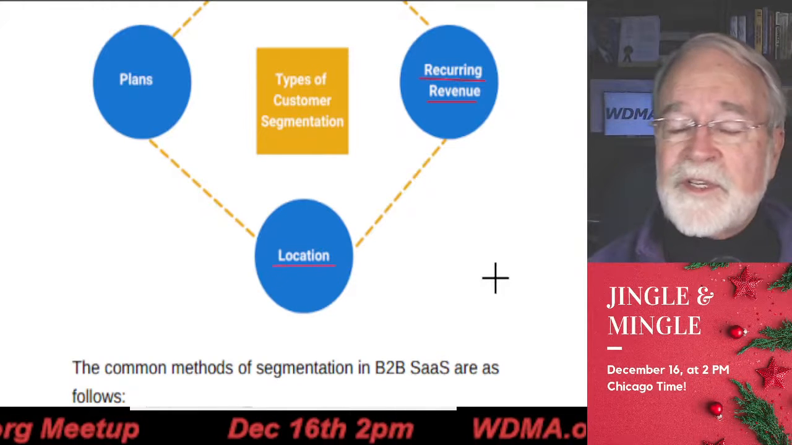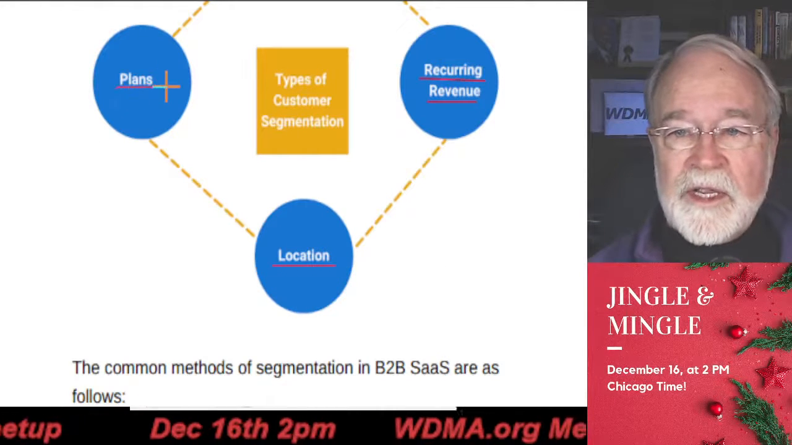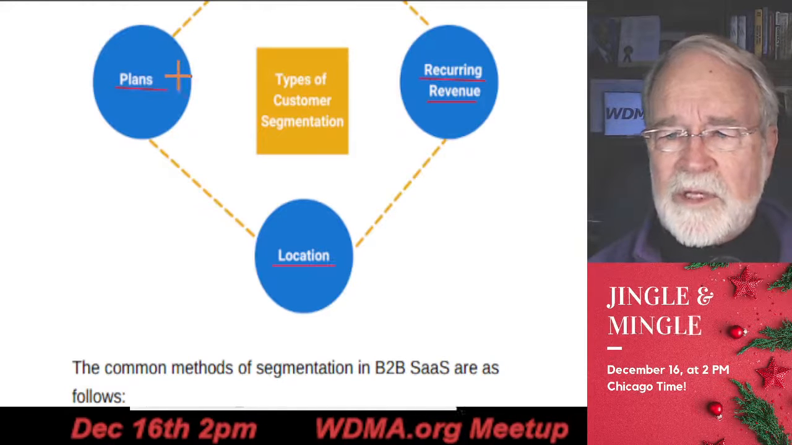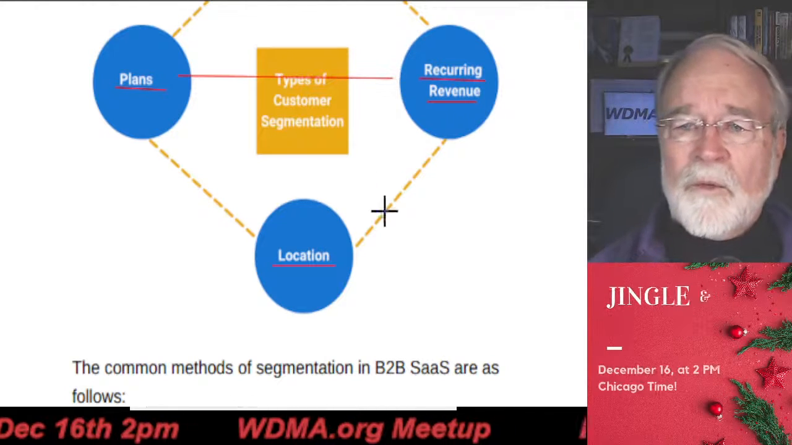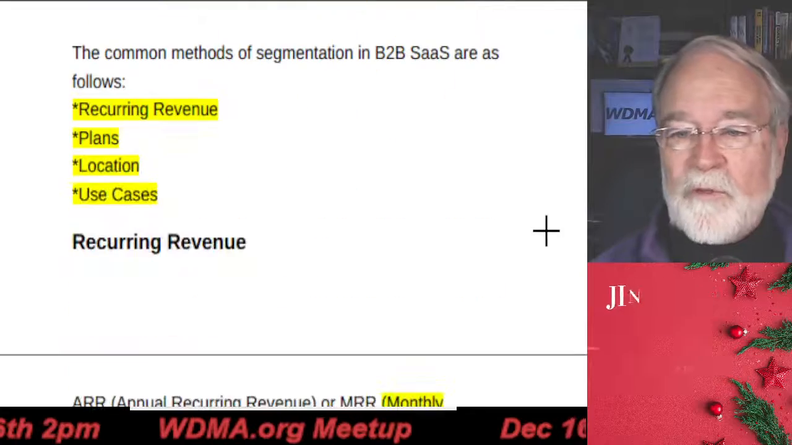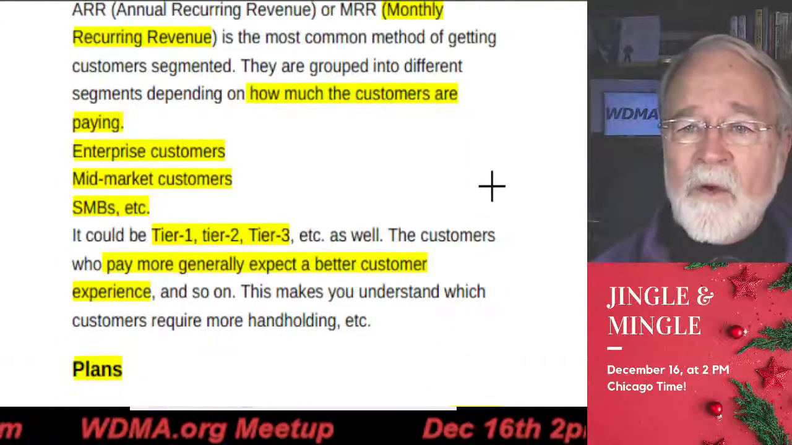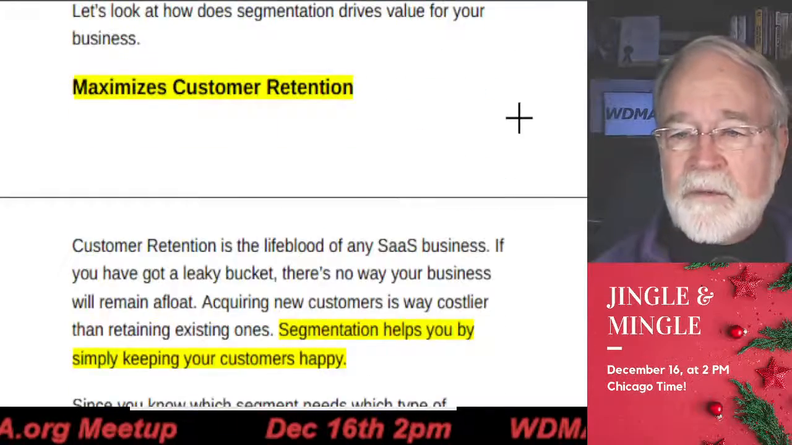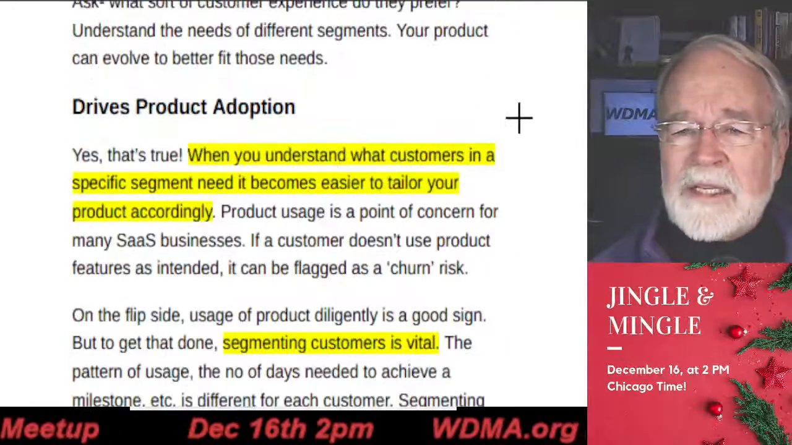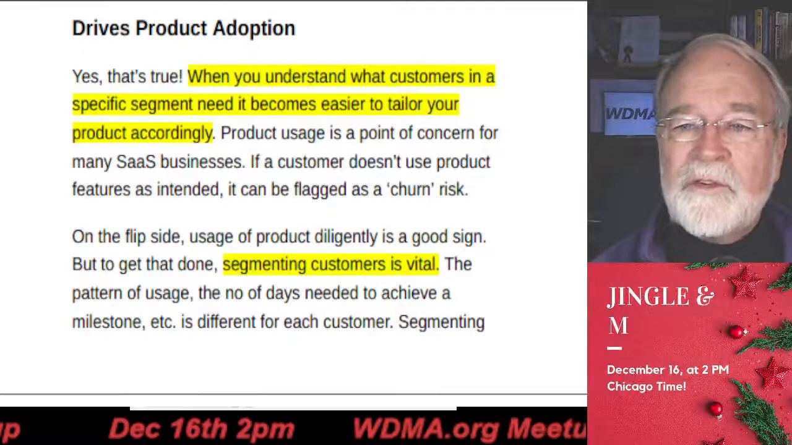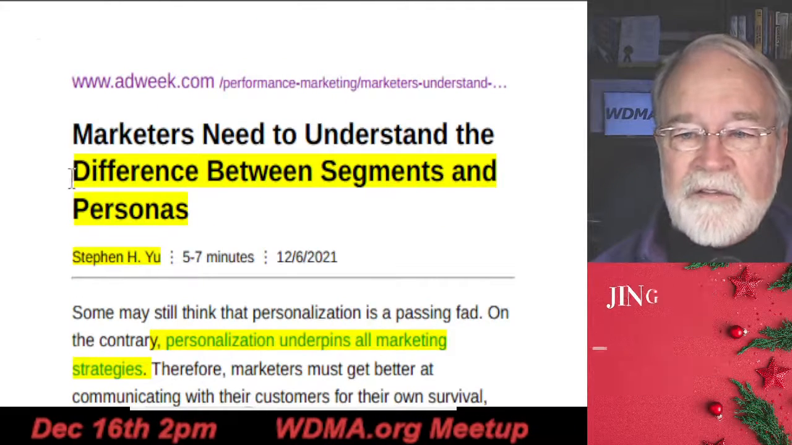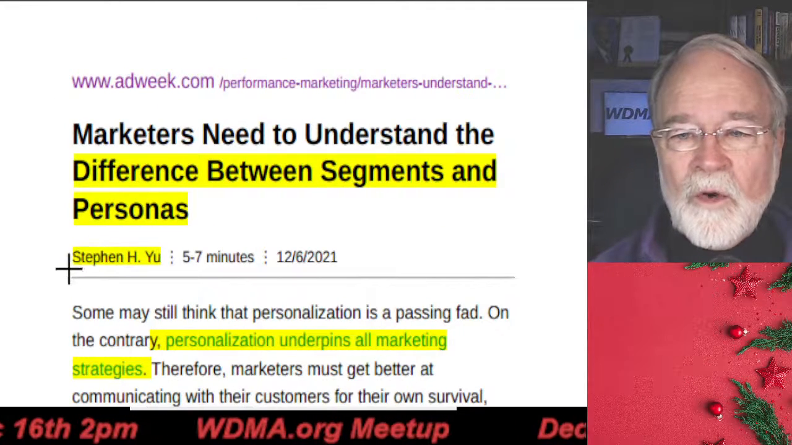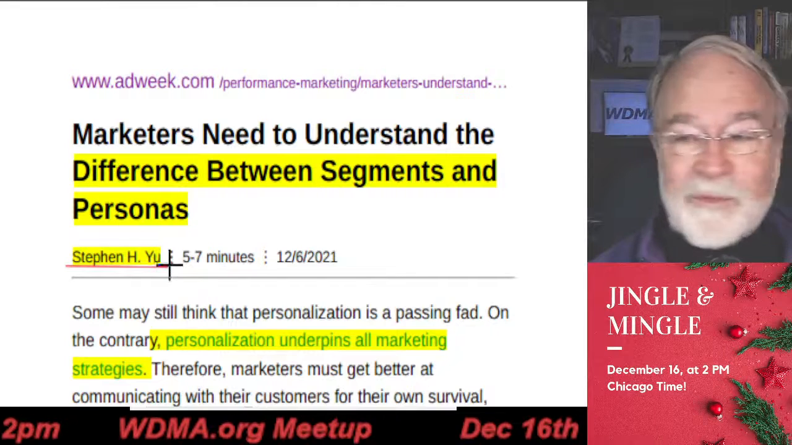Location, okay, you may have sales territories, you may have language differences, and plans seemed like really a lot like revenue. Some people pay more for your service, some people pay less. Okay, so, and then he restates it again, and then he explains them. But there wasn't really any examples in this at all. So let's go over to my friend Stephen H. Yu, who does a great job of explaining this.